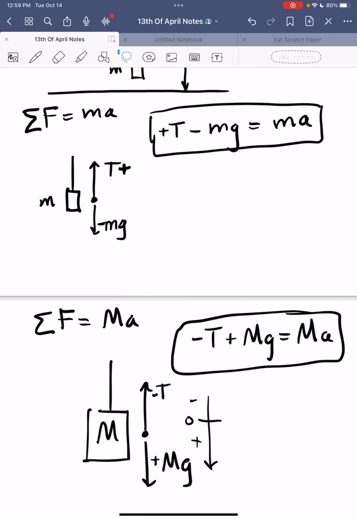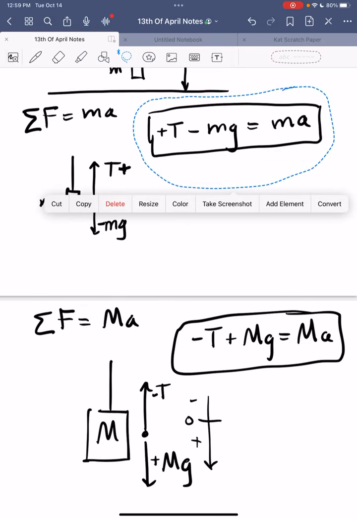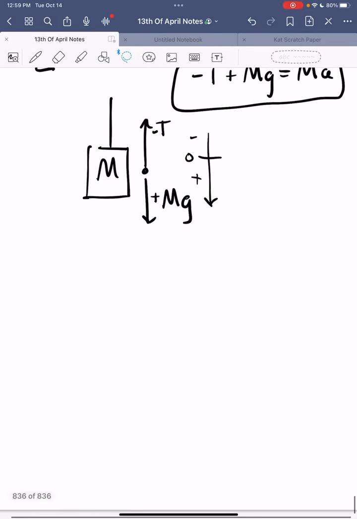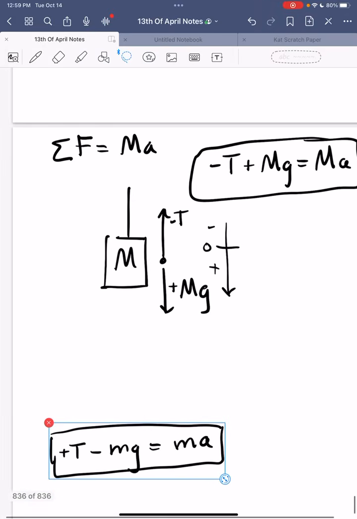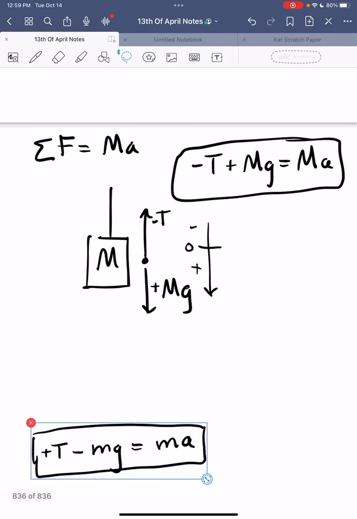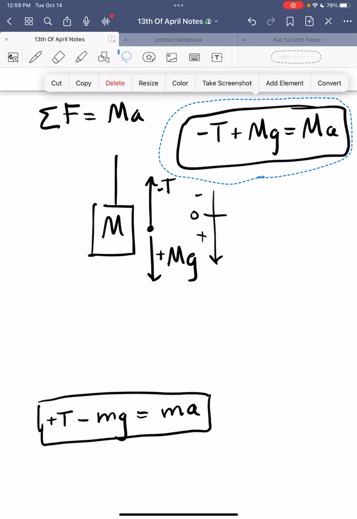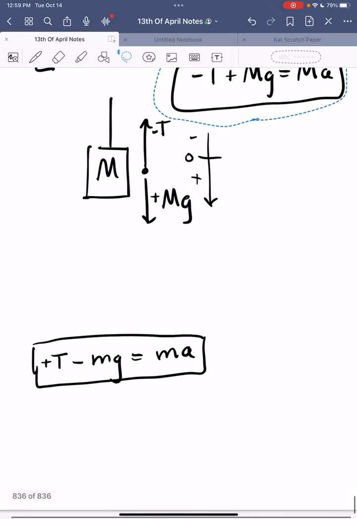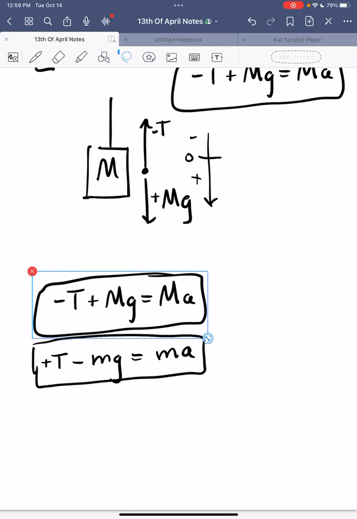And so what I'm going to do is copy this one here. This is the equation for the small block. And I'm going to paste that down here. And I'm also going to copy the equation for the big block, the sum of the forces equals ma for the big block. I'm going to put this one down here, paste. And let me line them up like this.